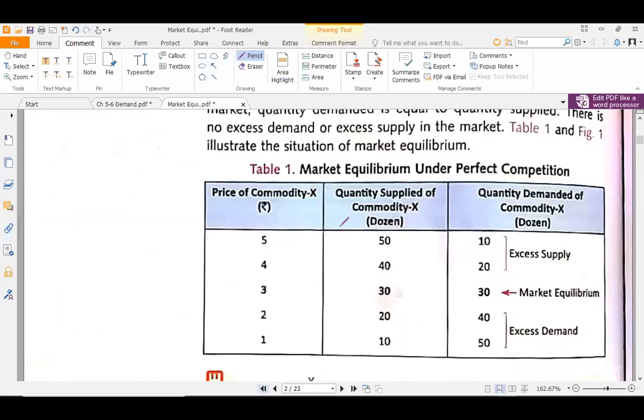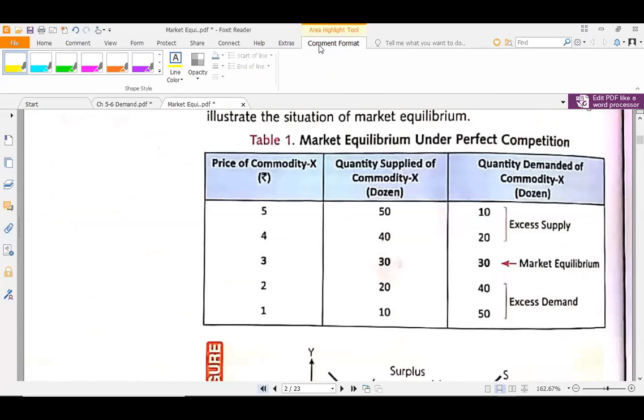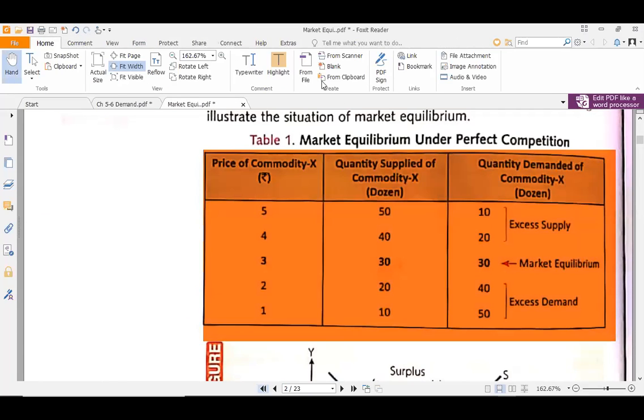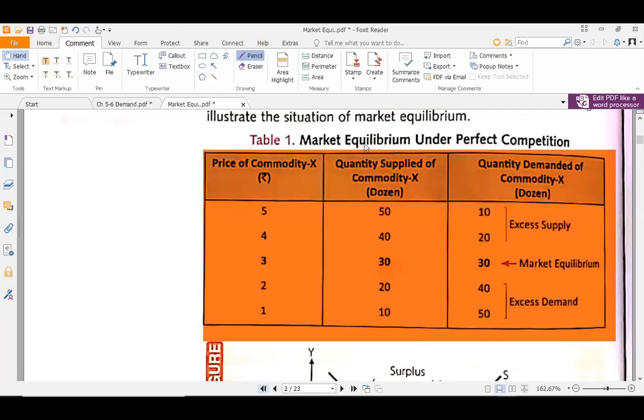Then we discussed a few more points. We discussed this example as well, as to where the equilibrium will be struck. So equilibrium will be struck at the price of 3, because over here the demand is equal to supply.